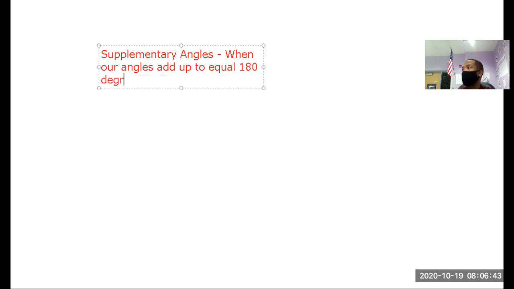The next one we're going to look at is called supplementary angles. So complementary is when two angles add up to 90. Supplementary angles is when our angles add up to equal 180 degrees. Similar. It's just that complementary is 90, supplementary is 180. So basically, the angles on a straight line should add up to equal that 180.